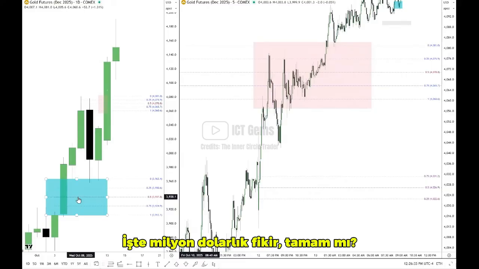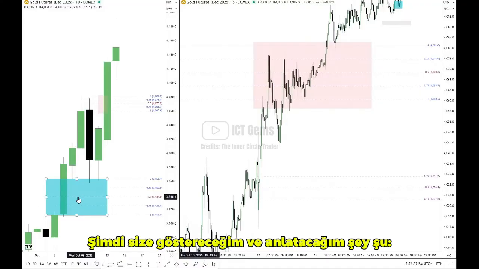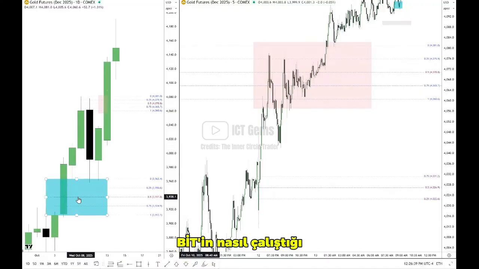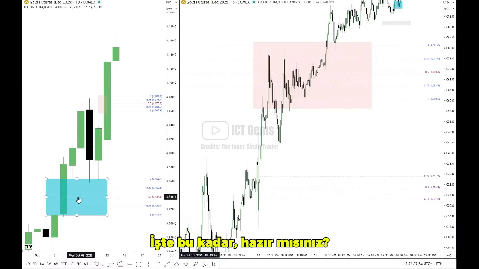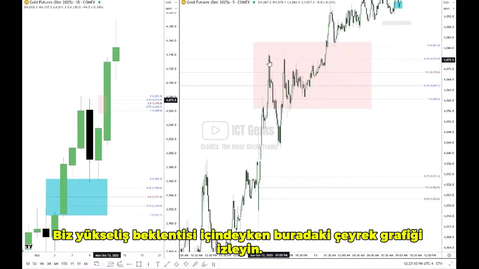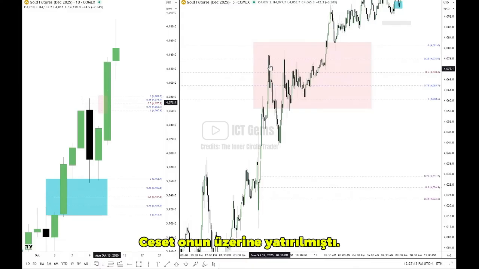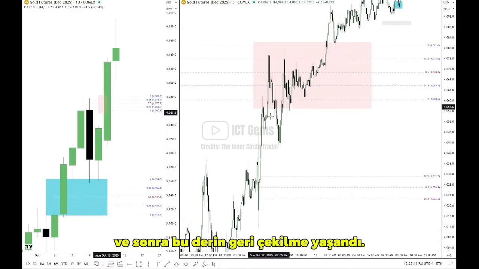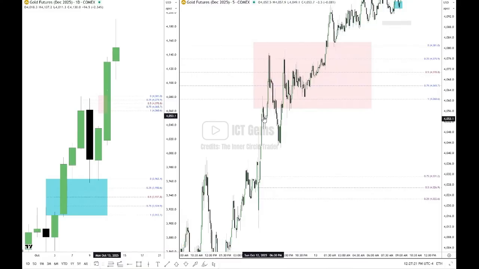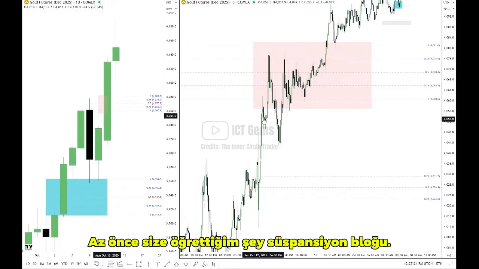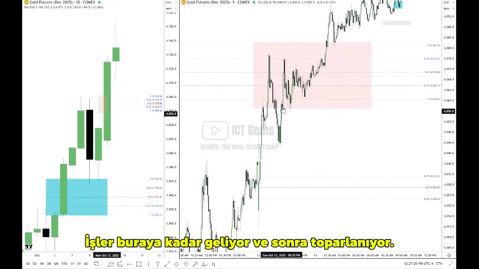Now here's the $1,000,000 concept. What I'm going to show you and tell you about right now is how ICT literally knows how to hold on to these big runners. This is it. You ready? Watch. The quadrant here, while we're bullish, the body was laid over top of it, and then we had this deep retracement. The only thing it went down to is this volume imbalance to that volume imbalance, which is what? I just taught it to you. Suspension block. It comes down to it here and then rallies up.